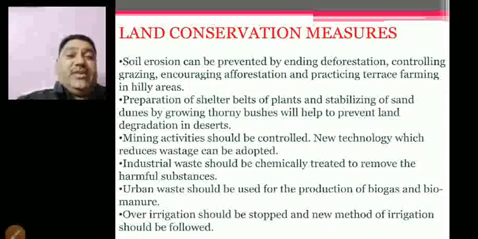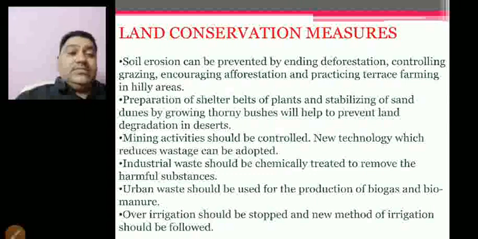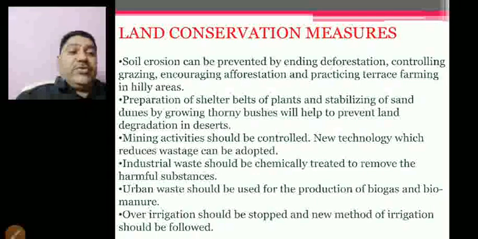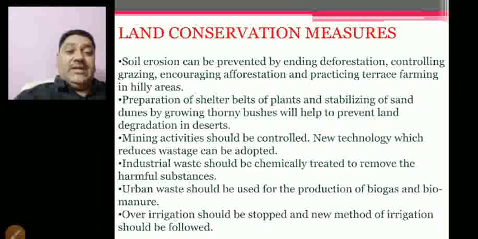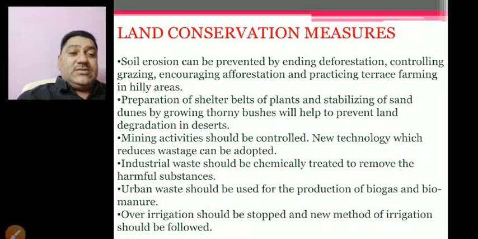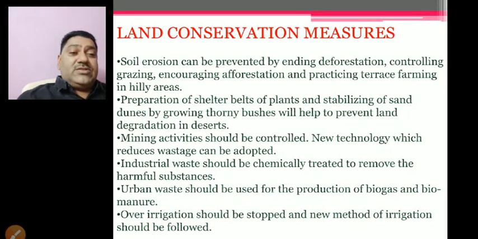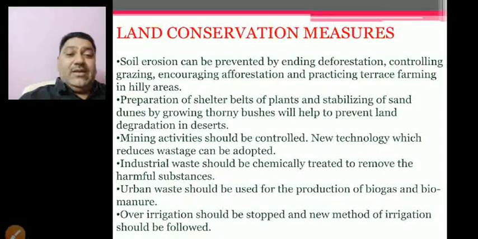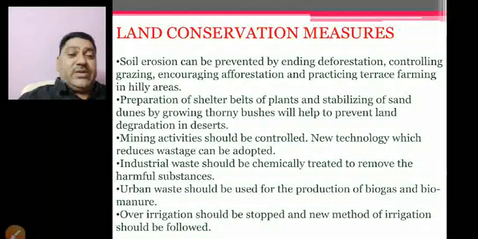Now, what steps we can take to conserve the land? First, we should prevent soil erosion by afforestation, control on grazing. Similarly, we should follow some practice like terrace farming in the hilly areas. Similarly, we should develop shelter belts so that we can stabilize the movement of sand dunes and that prevent land degradation, especially in deserts. Similarly, mining activities should be controlled.